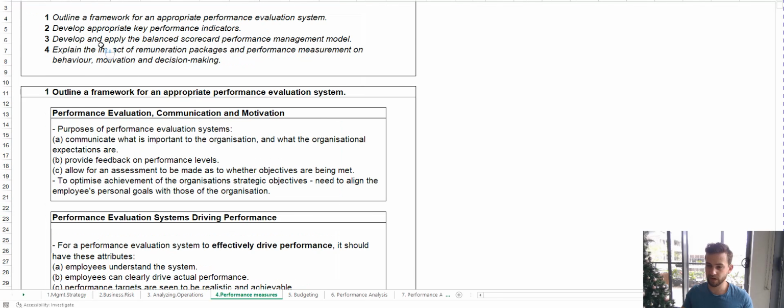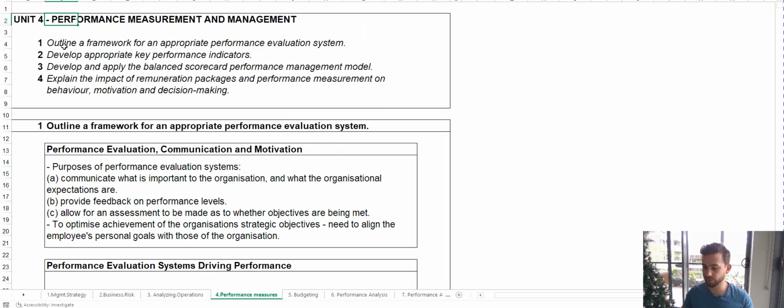Hey everyone, welcome to MAAF Unit 4, Performance, Measurement and Management. Now within this chapter we're going to be going through 4 subtopics. So number 1 is outline a framework for appropriate performance evaluation. So that's when you just go back and assess performance.